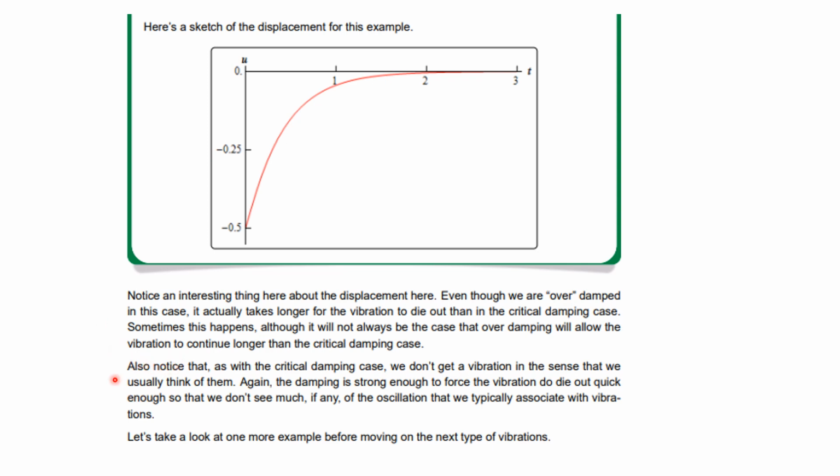Also notice that, as with the critical damping case, we don't get a vibration in the sense that we usually think of them. Again, the damping is strong enough to force the vibration to die out quickly enough, so we don't see much, if any, of the oscillation that we associate with vibrations. Let's look at another example before we move on to the next type of vibrations.